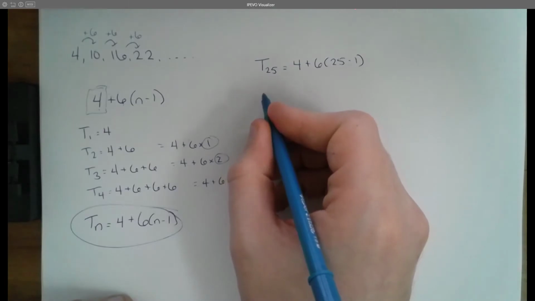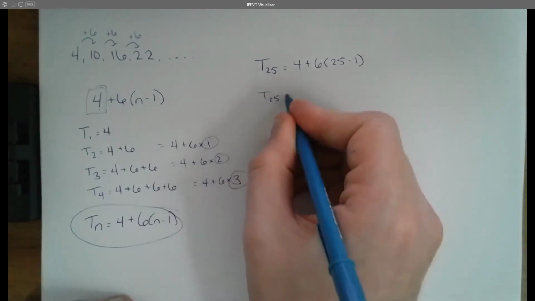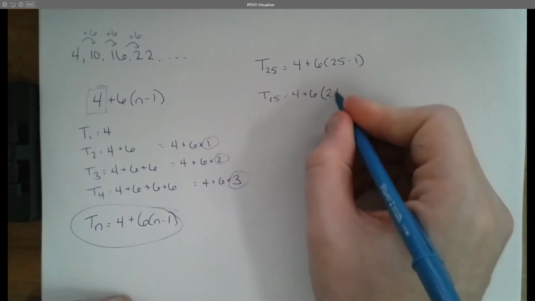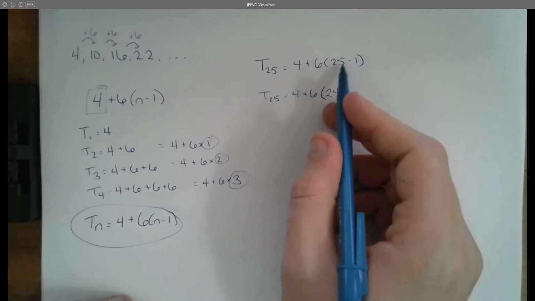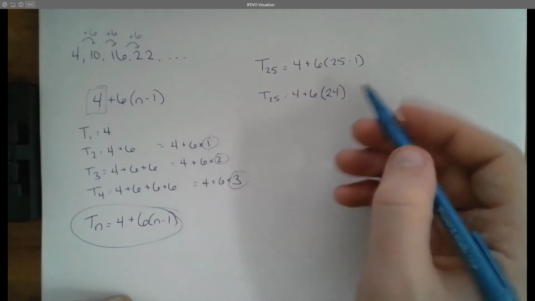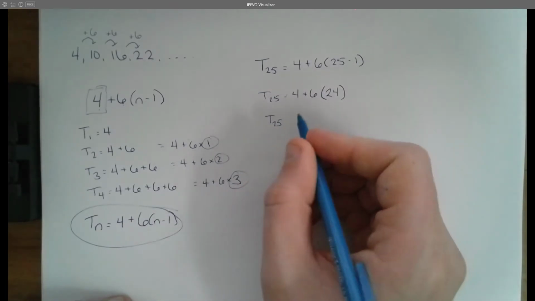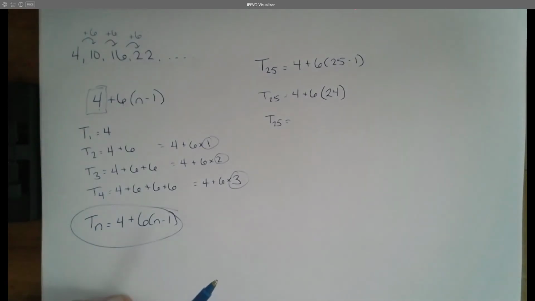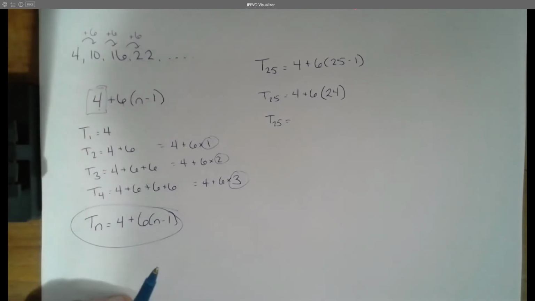So at t25, I have 4 plus 6, and by order of operations, brackets first, times 24, since 25 minus 1 is 24. Next, 6 times 24 is what we need. And so 6 times 24 is going to give us a value of 144.